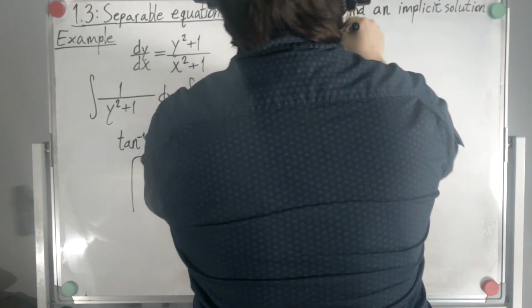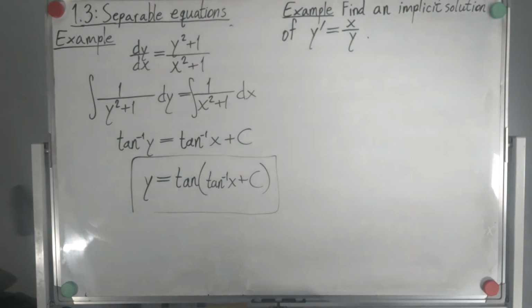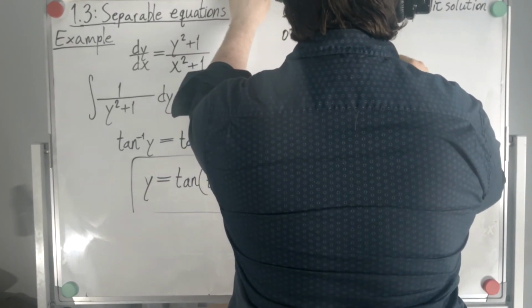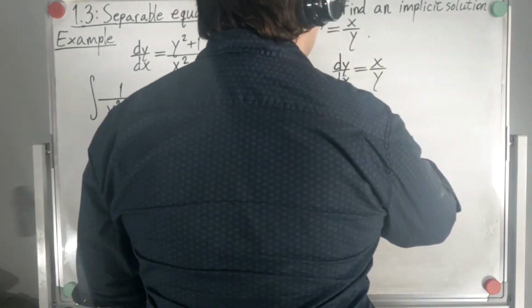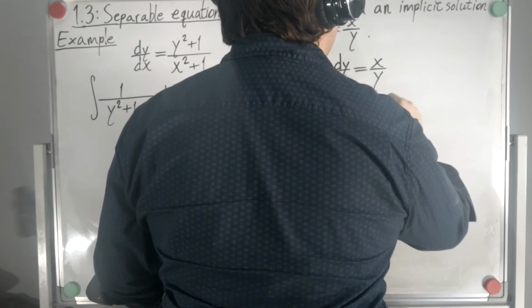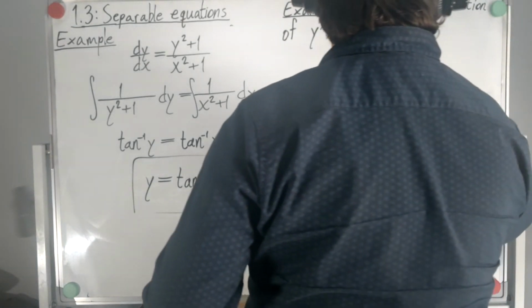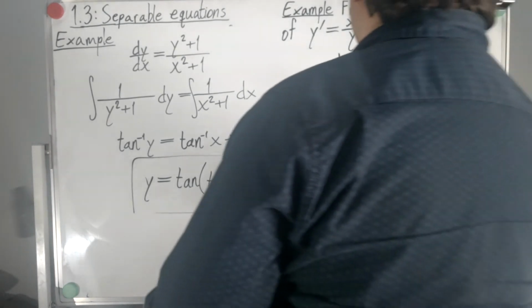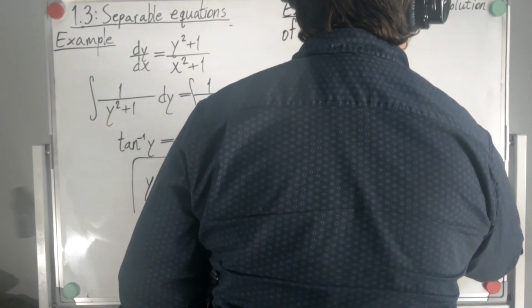of y prime equals x over y. So, again, separable. So dy/dx equals x over y. Multiply both sides by y, and you'll get y dy equals x dx. And then these are just integrals. An antiderivative of y would be 1/2 y squared. And an antiderivative of x would be 1/2 x squared. And there better be a plus c in there somewhere.